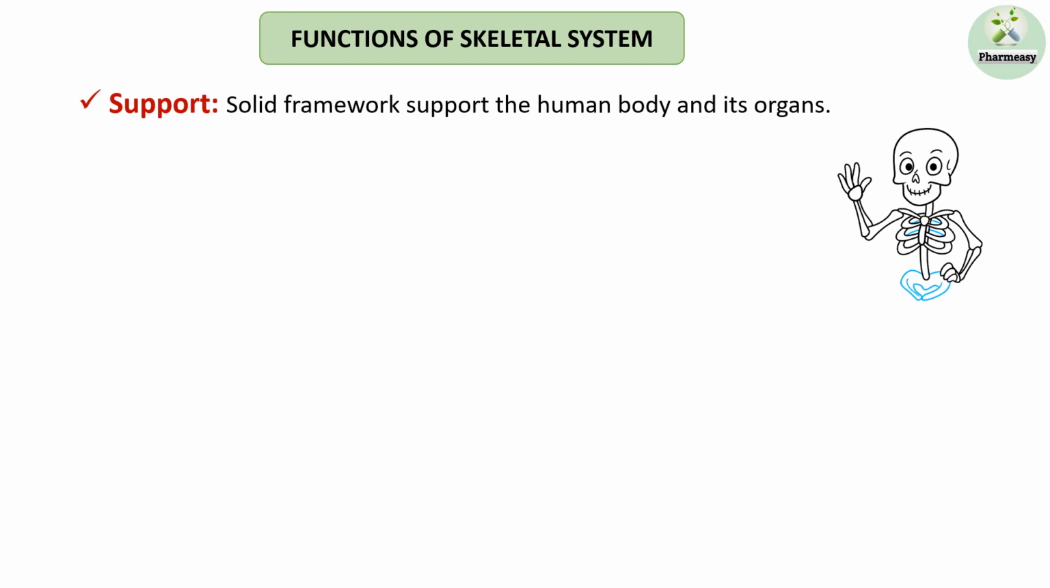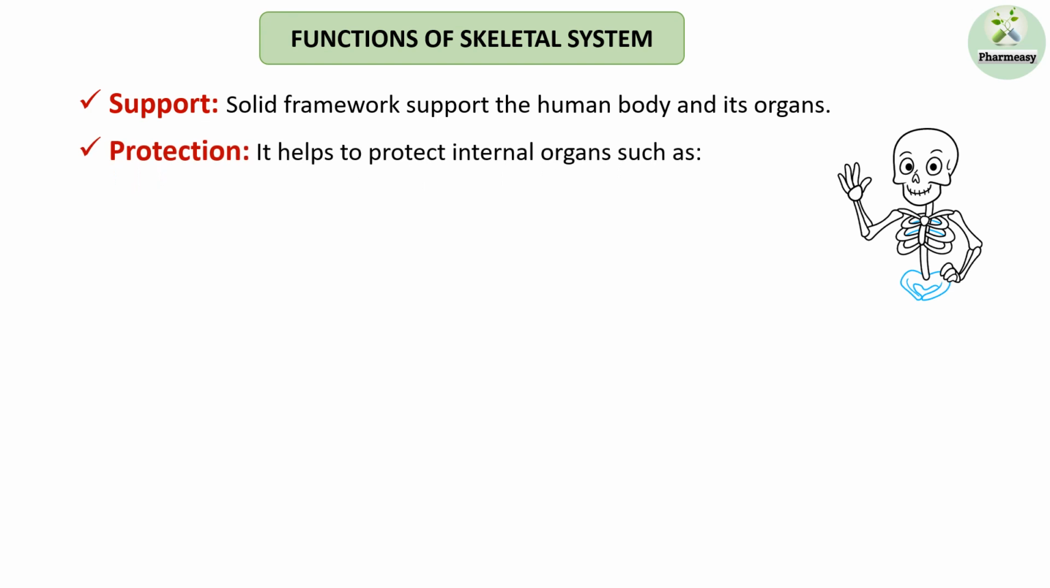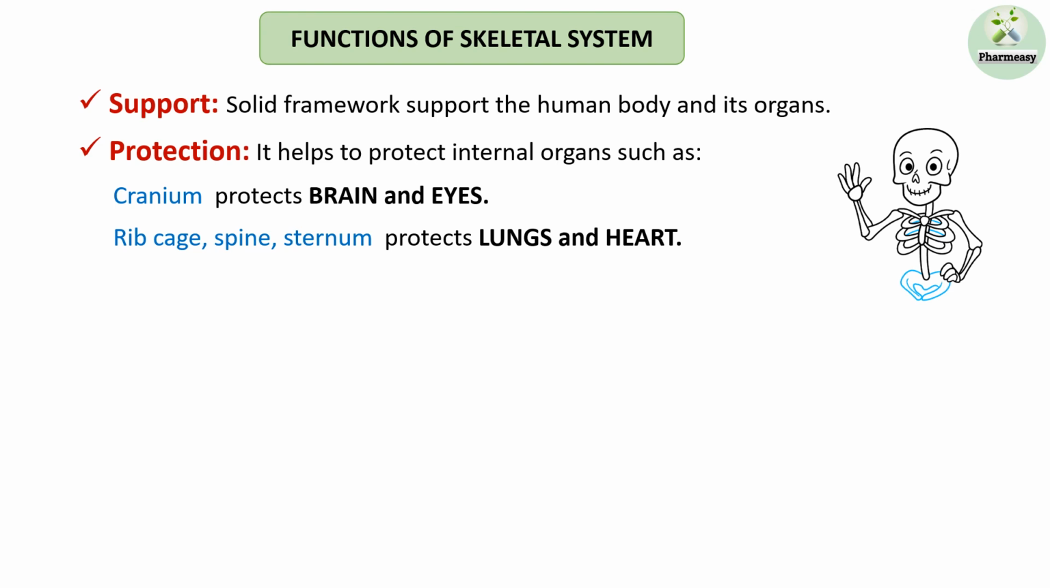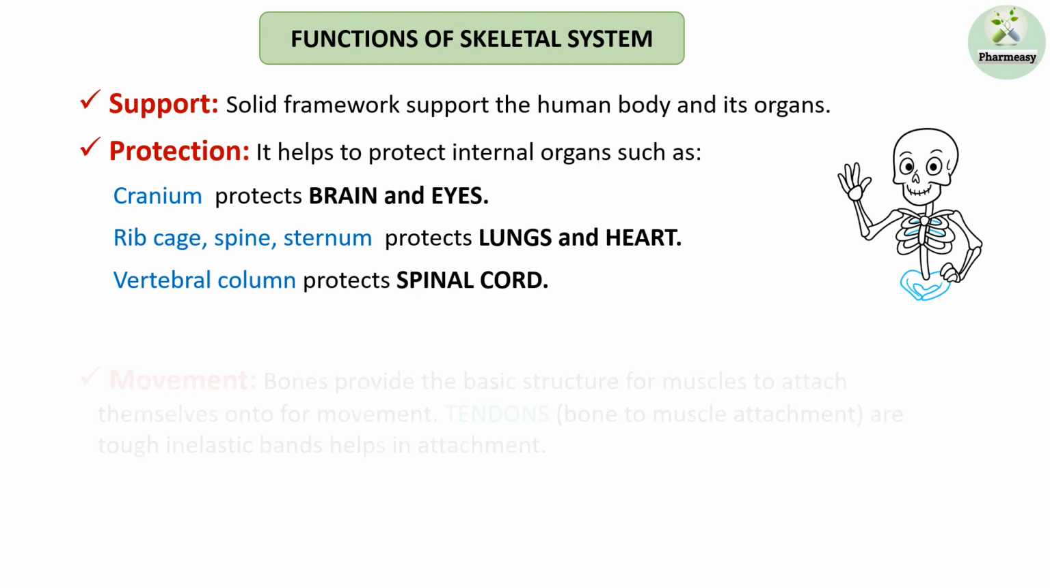Human skeleton supports the body as well as organs. And it also protects the delicate organs of the body, such as the cranium or cranial cavity protects the brain and eyes. Rib cage along with the spine and sternum protects our lungs and heart. And vertebral column or vertebrae protect the spinal cord.